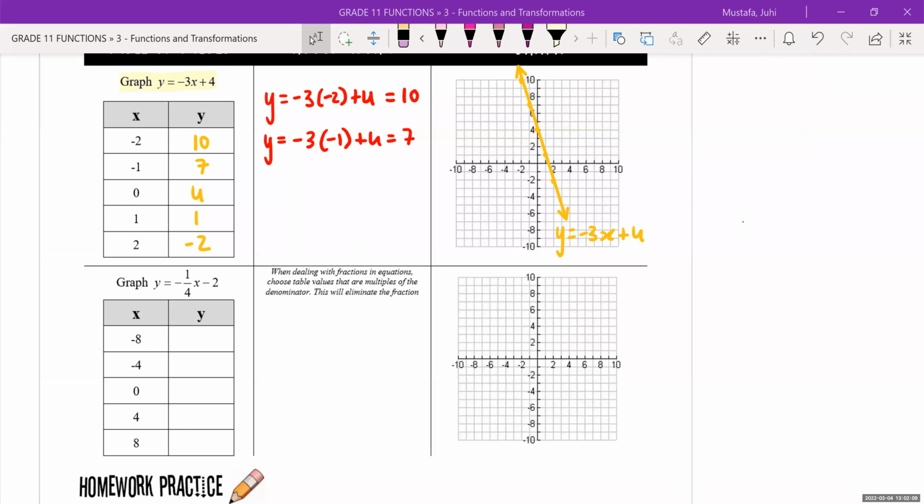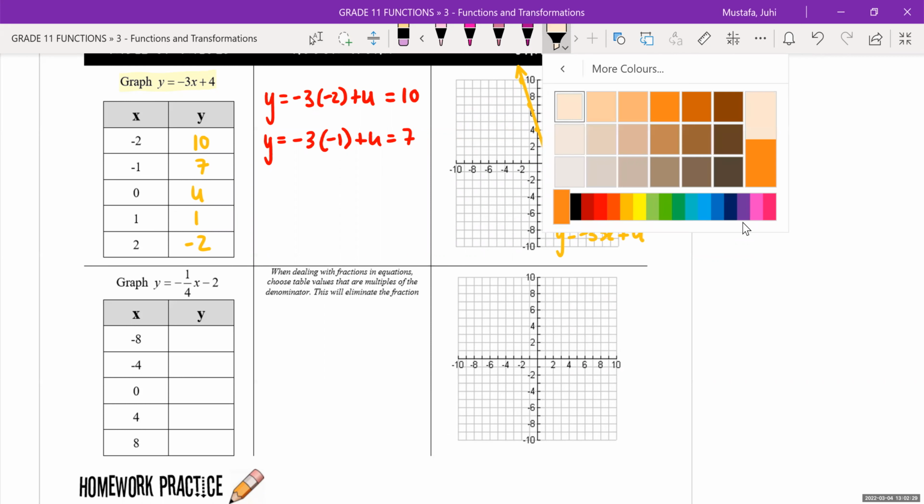I wanted to include example number 2 because it has a fraction, and dealing with fractions is tricky because you don't want your y's to also be fractions. You want them to be nice whole numbers. So the little hint I've given you at the top is when dealing with fractions and equations, choose table values that are multiples of the denominator. That will eliminate the fraction. So I will explain what I mean by that.